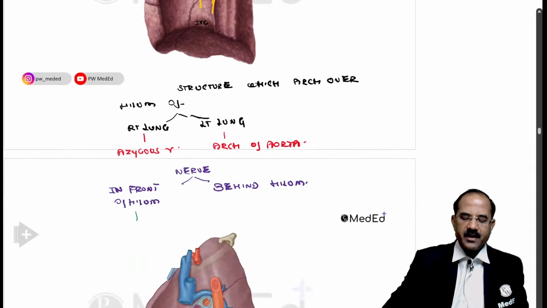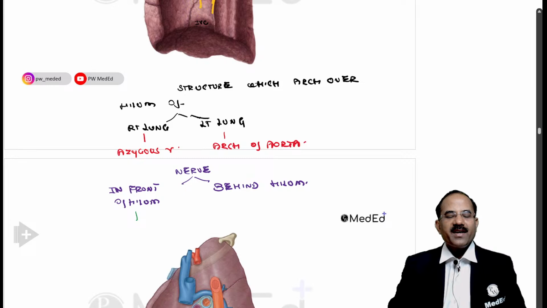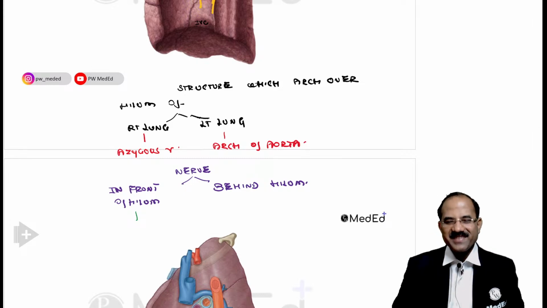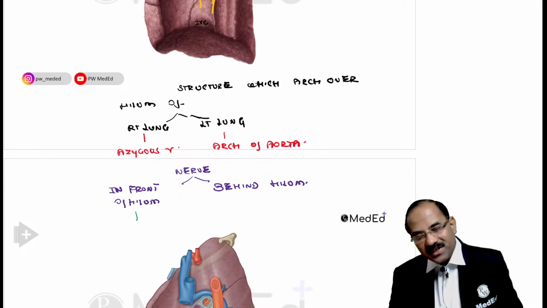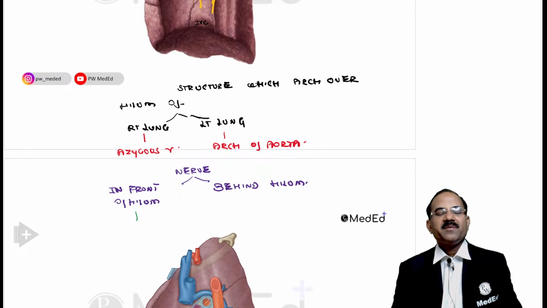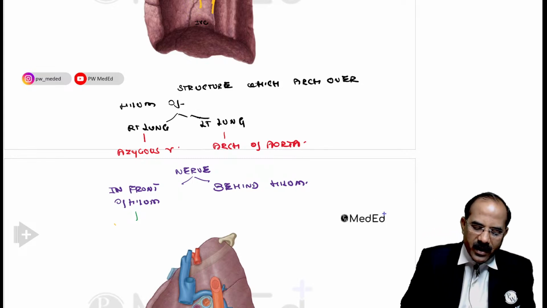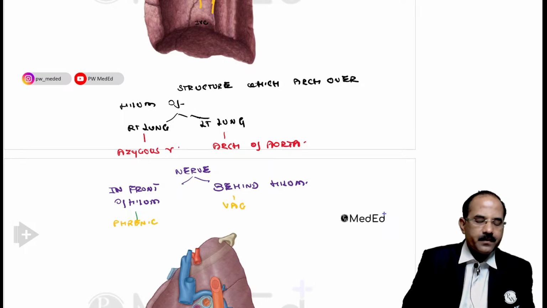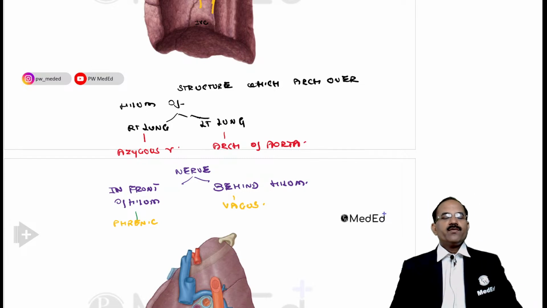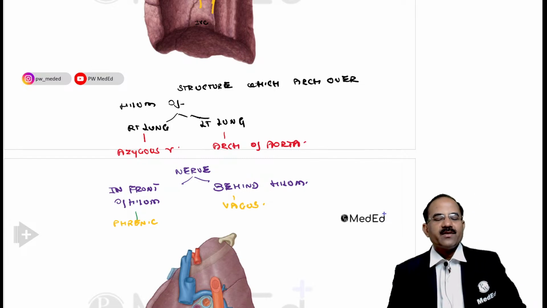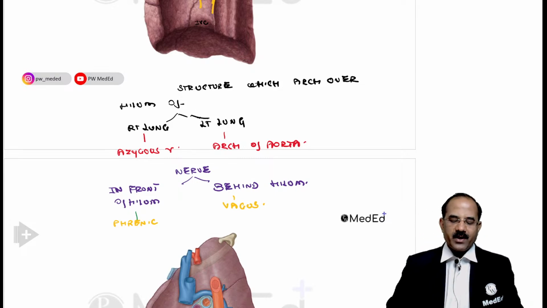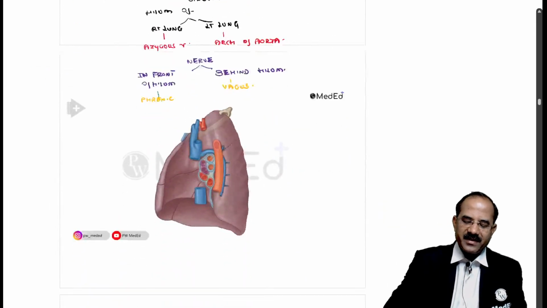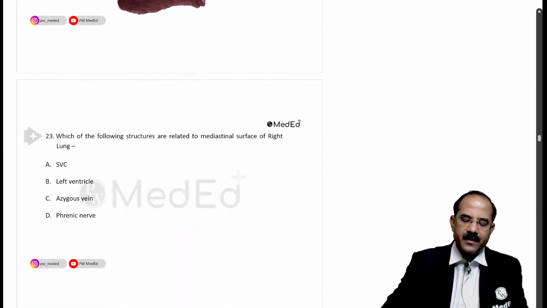There's a nerve in front of the hilum. Any guesses? Okay, that's fine. That's good, but you're telling me structures at the hilum. I'm asking you which is the nerve in front of the hilum and which is the nerve behind the hilum. The nerve in front of the hilum is phrenic. Remember this, children. And the nerve behind the hilum is vagus. In front of the hilum is the phrenic nerve and behind the hilum is the vagus nerve. Very good, Himanshu. Yes, you got this right. Right, so we'll proceed to the next MCQ.